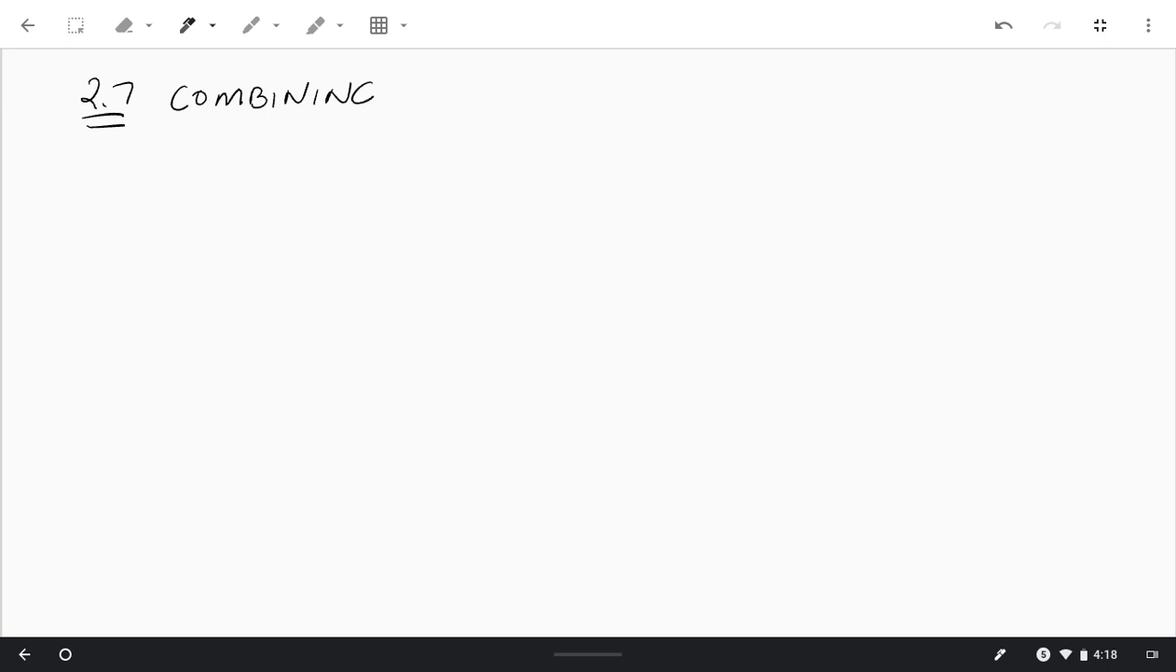Okay, so 2.7, hopefully you're keeping up with the homework. 2.7 combining functions. So in this section, we are going to cover more of the operational things of functions rather than the graphs of them. Okay, so let's take a look at properties of functions.